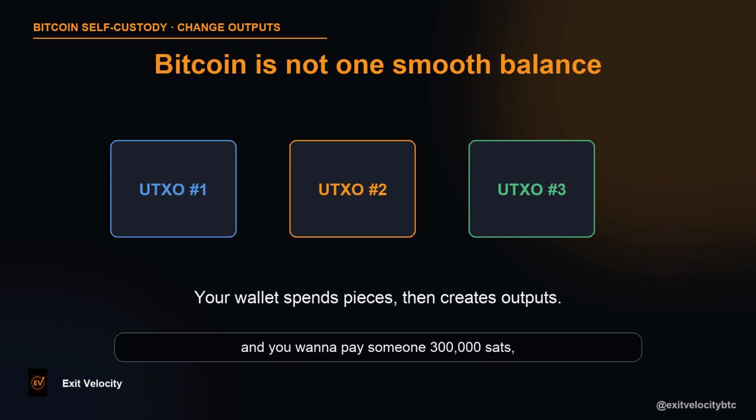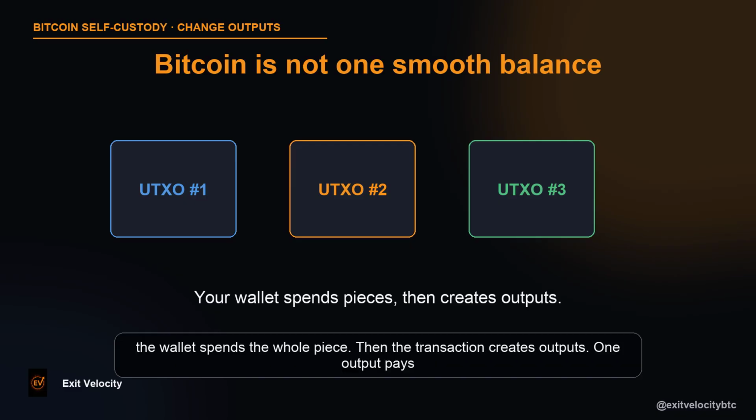Bitcoin does not work like a checking account balance. It works with transaction outputs. A wallet balance is made of spendable pieces. Those pieces are UTXOs, unspent transaction outputs. If you have one UTXO worth 1 million sats and you want to pay someone 300,000 sats, the wallet does not shave off exactly 300,000 sats from the piece and leave the rest sitting there unchanged. The wallet spends the whole piece. Then the transaction creates outputs.